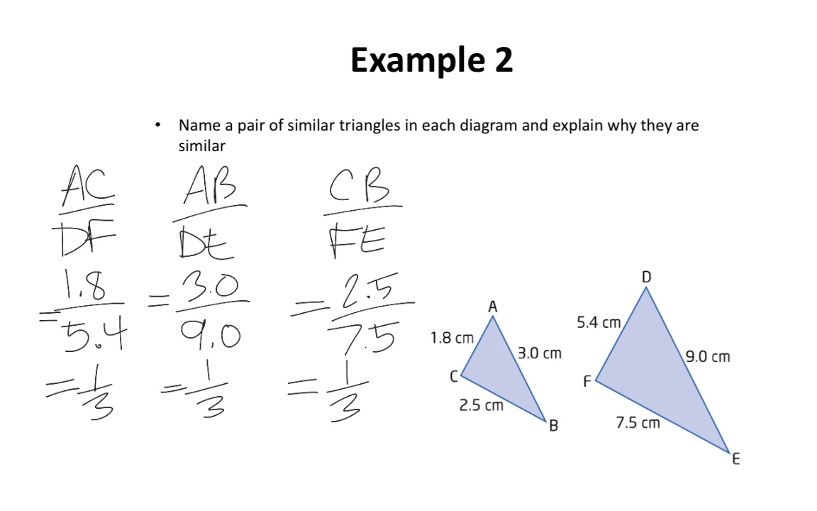Therefore, we can conclude that these two triangles are similar. So let's go ahead and write a concluding statement. I'm going to say, therefore, triangle ABC is similar to triangle DEF.